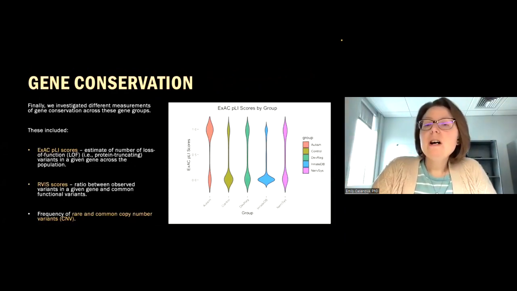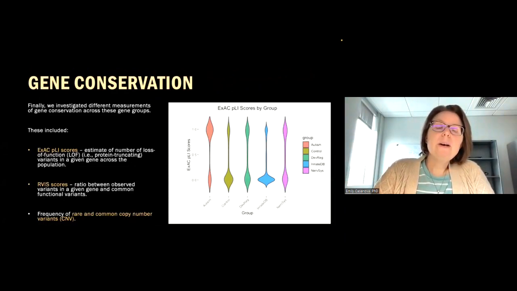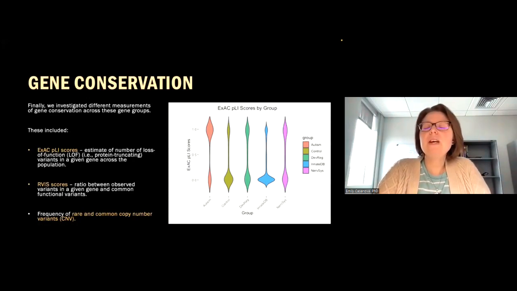Okay, so moving on to talk about gene conservation. So we talked a little bit about conservation at the level of the number of proteins you might see within the genome as a whole, and across different animals. But now we're going to talk about gene conservation in terms of the sequence, all right? So how conserved a given gene is in its sequence.